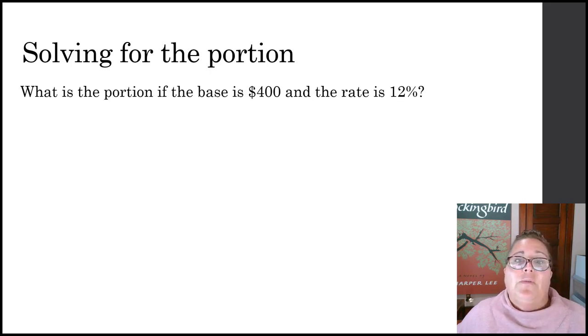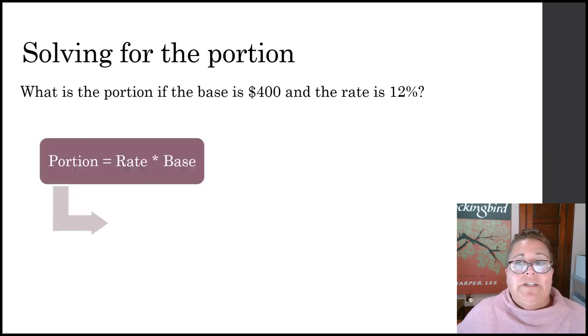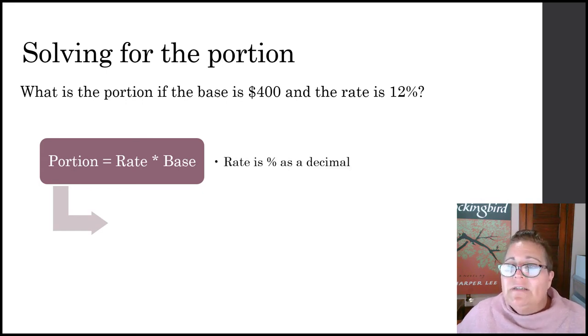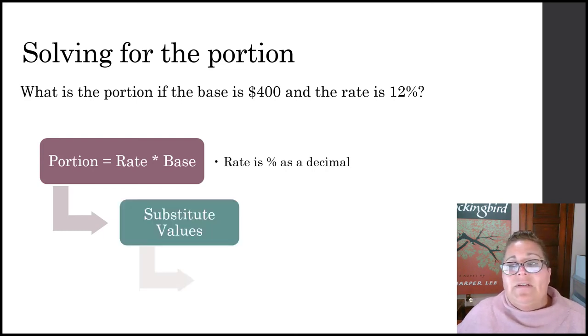When we have to solve for the portion. What is the portion if the base is $400 and the rate is 12%? Recognizing from the magic triangle that portion is equal to the rate times the base, and keeping in mind that for percent equations, our rate will always be the percent in decimal form, what we'll need to do now is substitute values into the formula.